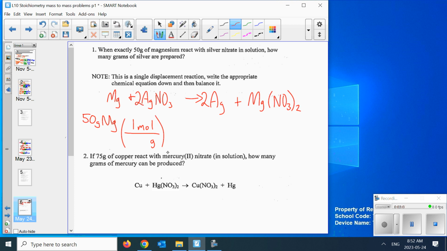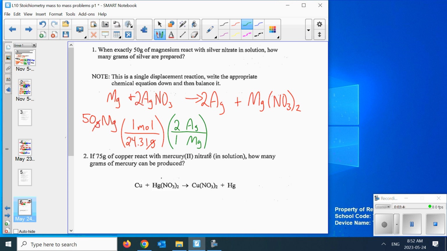I use my periodic table. I go through this again and again and again. 24.31. If I stop right now, I would have moles of magnesium. I don't want to keep magnesium, I want to get rid of it. So I look at the balanced reaction. There's 1 magnesium for, what's the chemical that I want? How many grams of silver? There's 2. It's a 1 to 2 ratio.